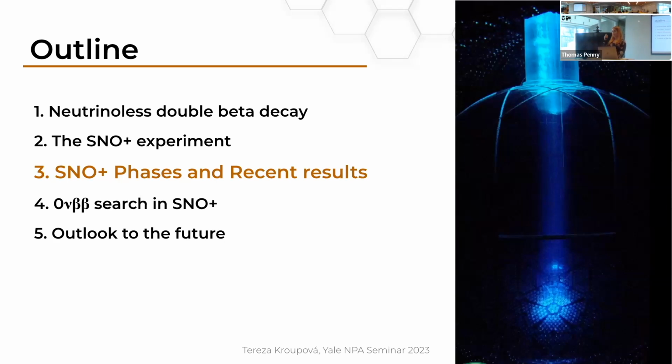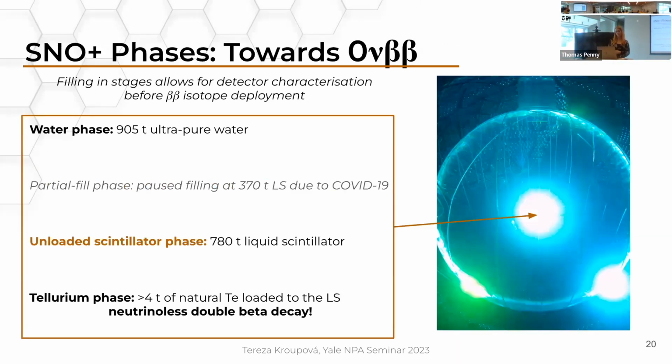So coming back to where we are and what the phases of the experiment are, I also want to share some recent news that we're quite excited about, a paper that we published. We're filling in stages. I explained that there's first water, then liquid organic scintillator, and then tellurium. All of these stages, apart from doing different physics and us being a multi-purpose neutrino detector, also allow for characterization of the detector and the background.